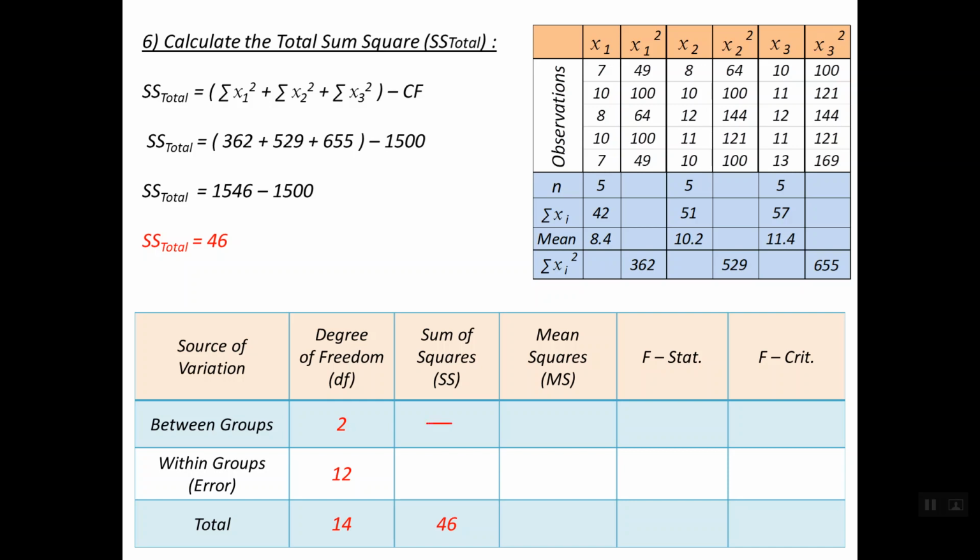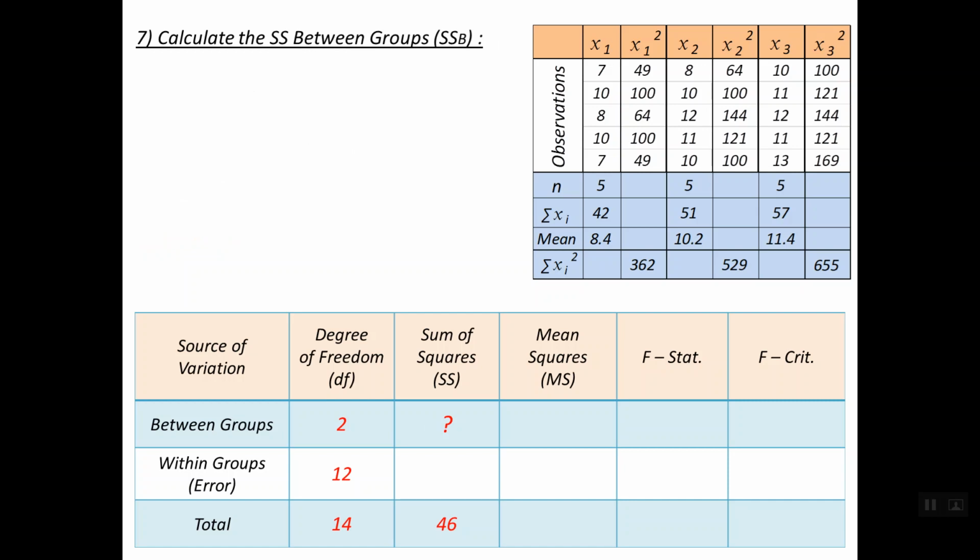Now we need to calculate the sum of squares between groups. For the calculation of the SS between groups, we simply use this formula. SSB, sum of squares between groups, is equal to the summation of the total observations for operator number 1, squared and divided by the number of observations for operator number 1, same as for operator number 2 and operator number 3, and from all of this summation we subtract the correction factor, which is already calculated.